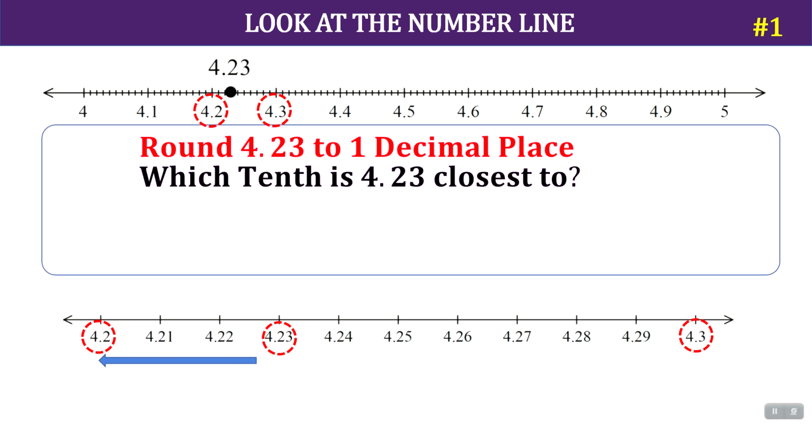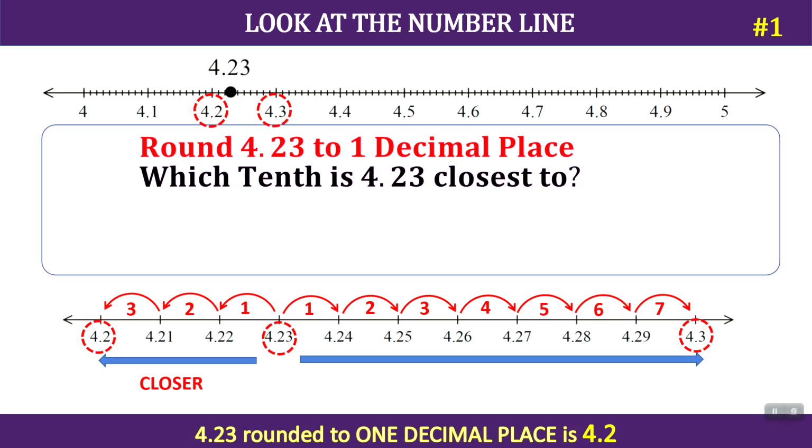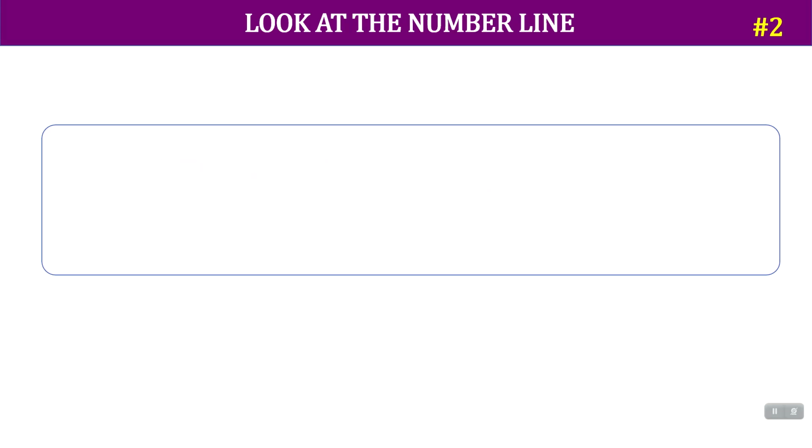Well, let's count the number of steps it takes to get back to 4.2. 1, 2, 3. And now let's count the number of steps it takes to get to 4.3. 1, 2, 3, 4, 5, 6, 7. We see that takes a longer time. And we know that 4.23 is now closer to 4.2. And so we say 4.23 rounded to one decimal place is 4.2. Let's look at another one.